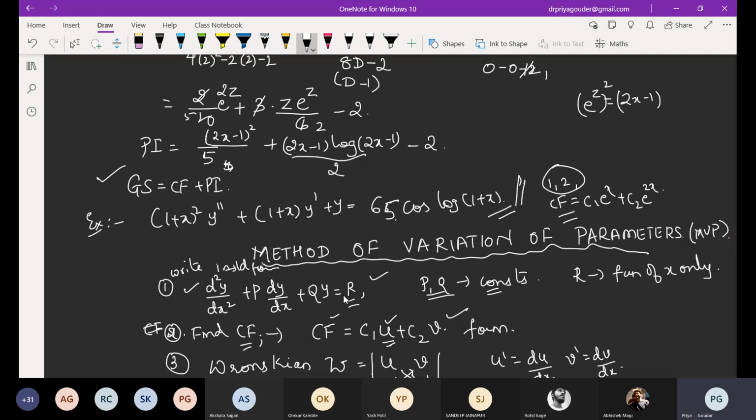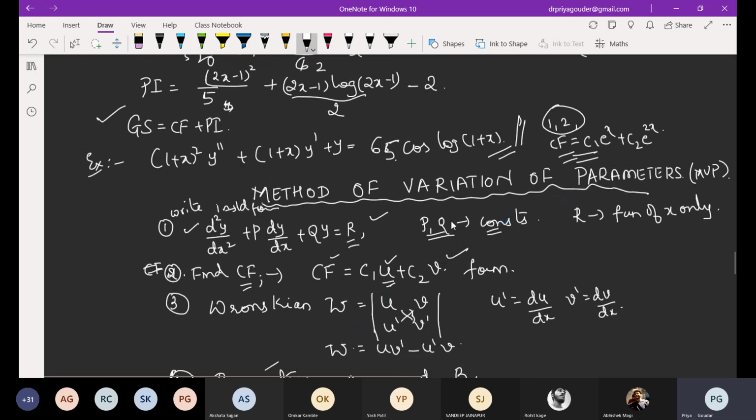Will U and V be functions of X or Y? If you compare and collect, U and V will be functions of X only, correct? Now this is the second step. You should compare and write what U and V are.